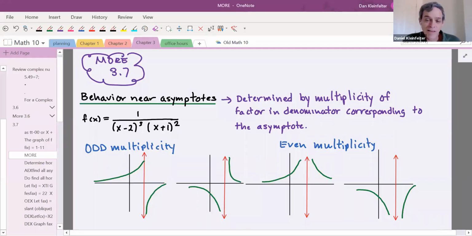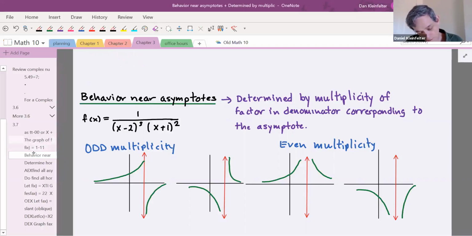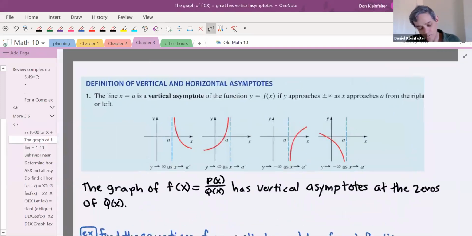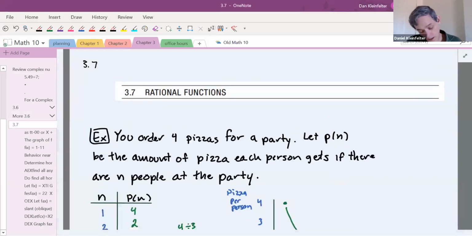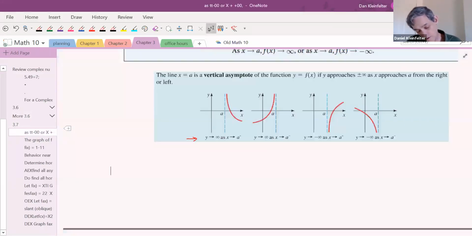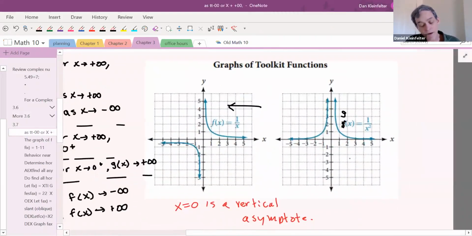Welcome back, everybody. In this video, we're continuing section 3.7, and we're going to start by taking a look at the behavior of a function's graph near its vertical asymptotes. So we saw in the last video that the vertical asymptotes basically look like this. The function is either going up towards positive infinity or down towards negative infinity on one side of the graph or the other. Our first examples we saw were the graph of 1 over x and the graph of 1 over x squared.